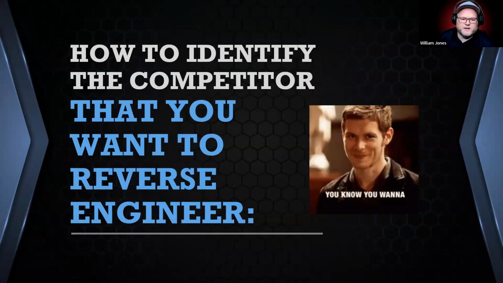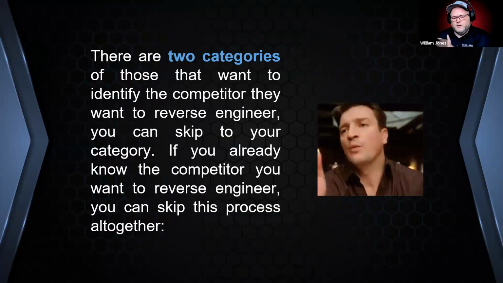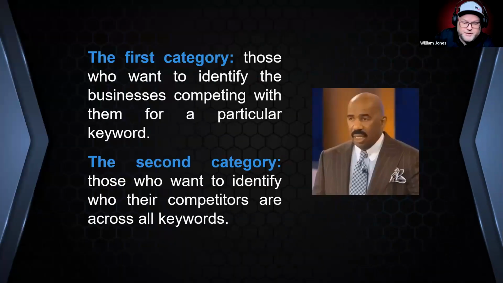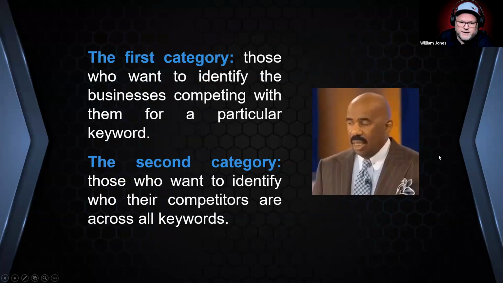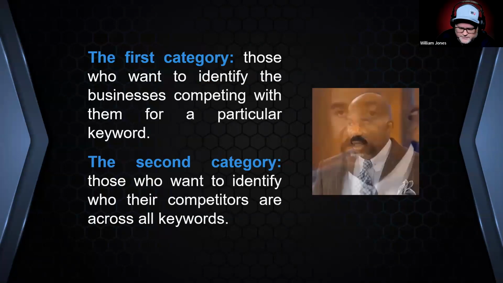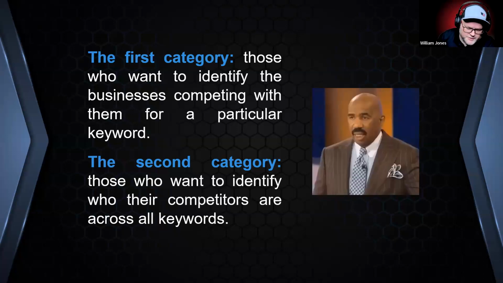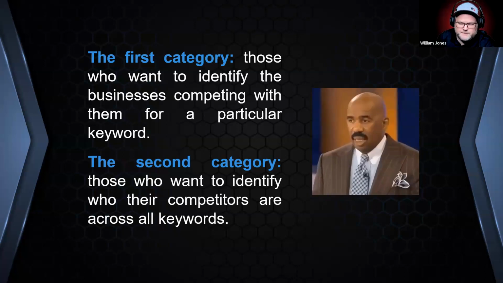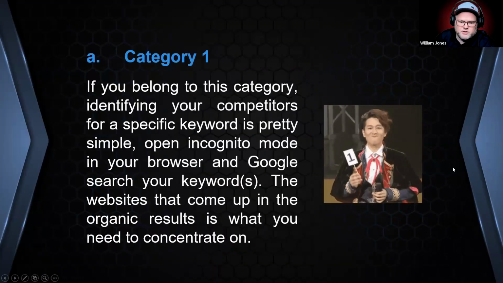How to identify the competitor that you want to reverse engineer. There's 2 ways of doing this, okay? Use a VPN, hide your IP, and then go Google it, right? Simple as that. Go into Google, using a VPN, and go to the city, and then type in your keyword, and go, who's ranking in the top 3? Who's ranking on page 1? It's not complicated, okay?